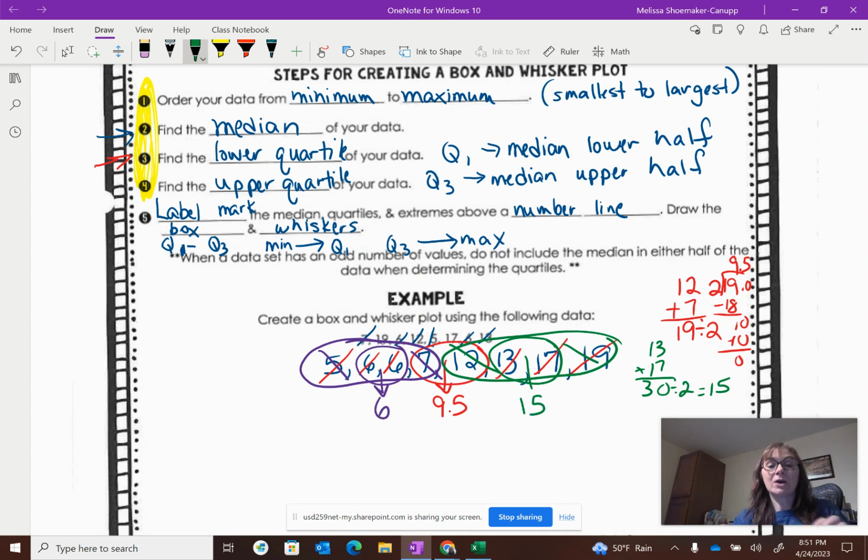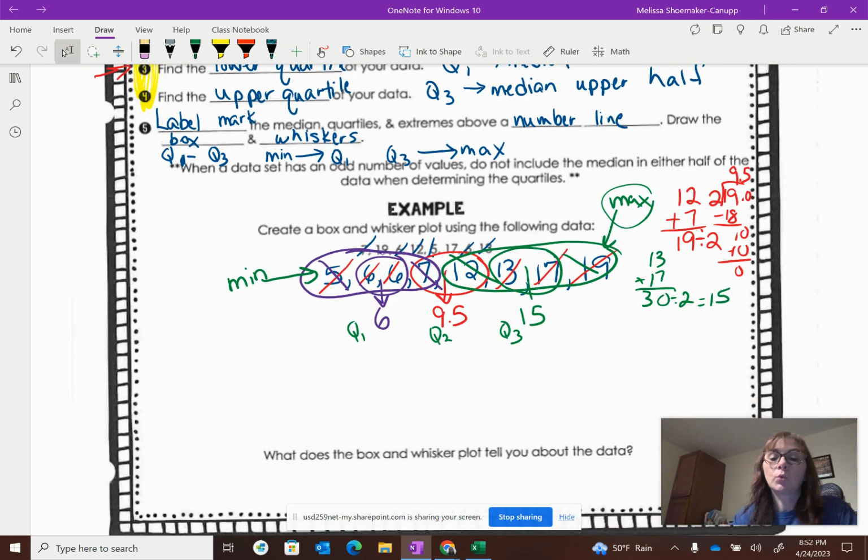Okay, now that's 3 of the 5 number summary. The only other number you need to identify is the min, which is your smallest, and then the max, which is your 19. So that's 5 numbers: minimum, quartile 1, quartile 2, quartile 3, and your maximum. 5 number summary. Now, we're going to draw this on a number line.